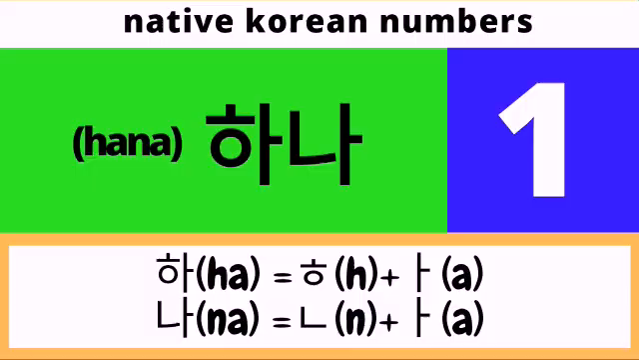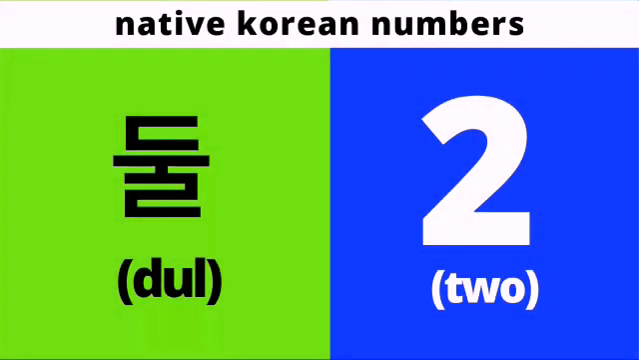Number 2. Dul. This is just composed of one syllable, which is dul. Pronounce it with me. Dul.